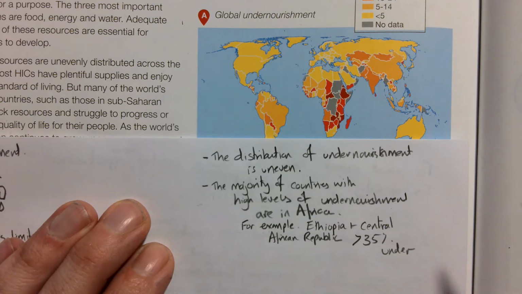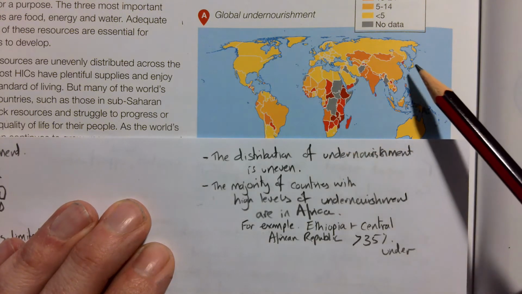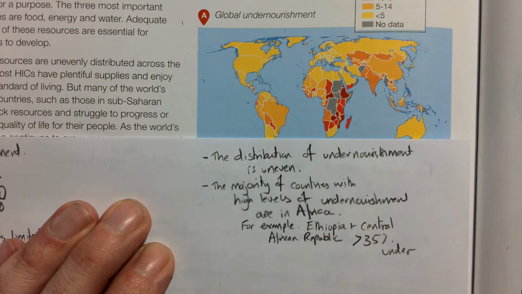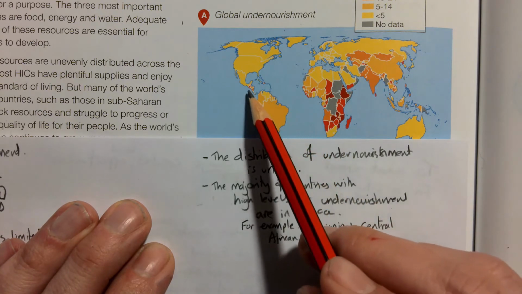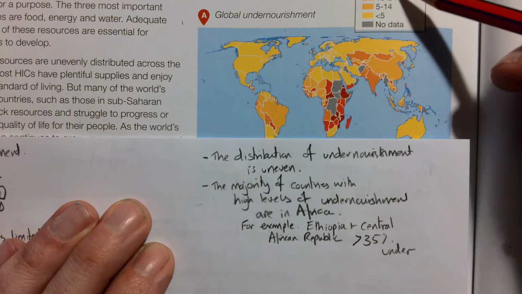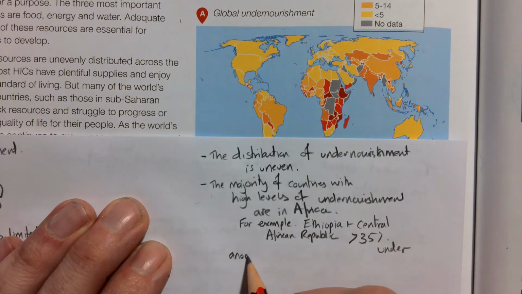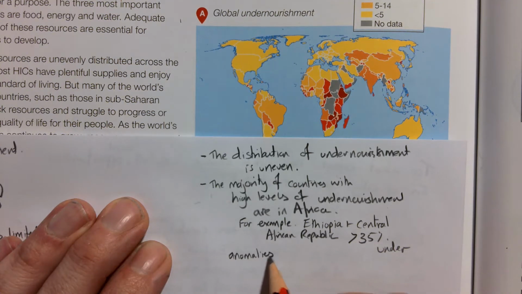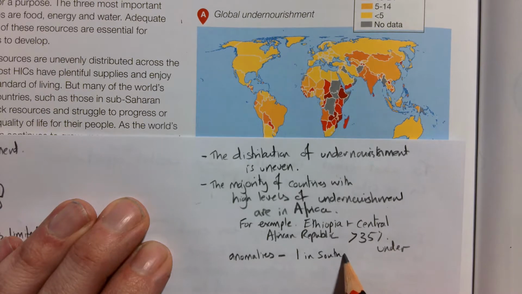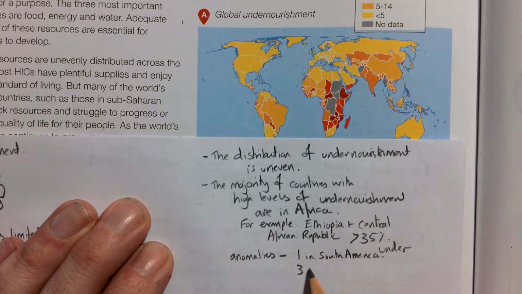It would be worth pointing out the fact that it's not limited to Africa, and that there are 3 countries in Asia, as well as 1 in South America and 1 in Central America, that also have one of the highest categories of undernourishment. So we call these anomalies, and we can say 1 in South America, 3 in Asia.